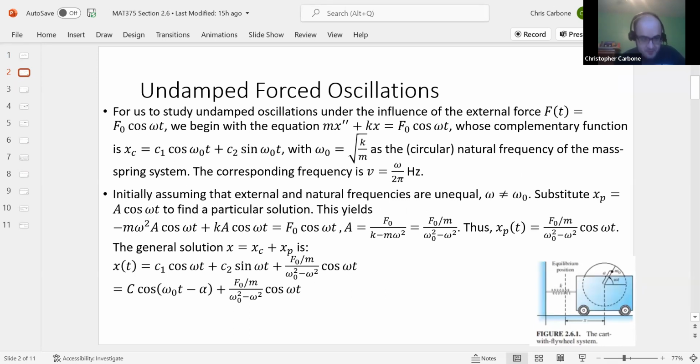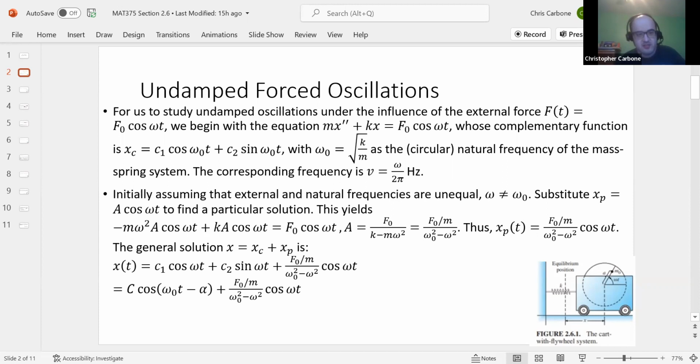of omega t. We begin with the equation m times x double prime plus kx is equal to f sub 0 times the cosine of omega t, whose complementary function is x sub c is equal to c sub 1 times the cosine of omega sub 0 times t plus c sub 2 times the sine of omega sub 0 times t, with omega sub 0 being the square root of k over m as the circular natural frequency of the mass spring system. The corresponding frequency is V is equal to omega divided by 2 pi hertz.